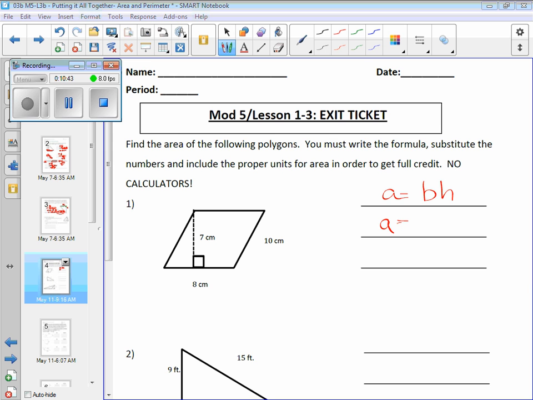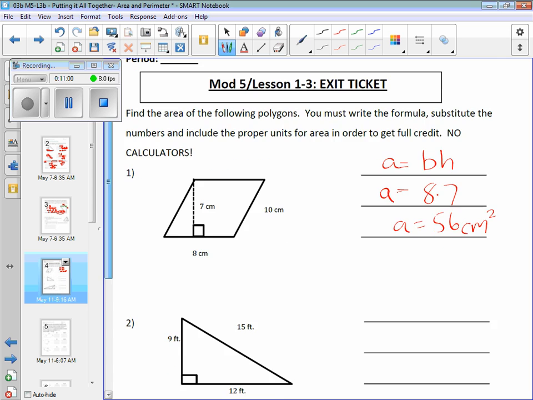And then you were okay with substitution, 8 times 7, 56. And don't throw away silly points because you leave off your units. I took a point every time. No naked numbers. Make sure everything has the proper unit.